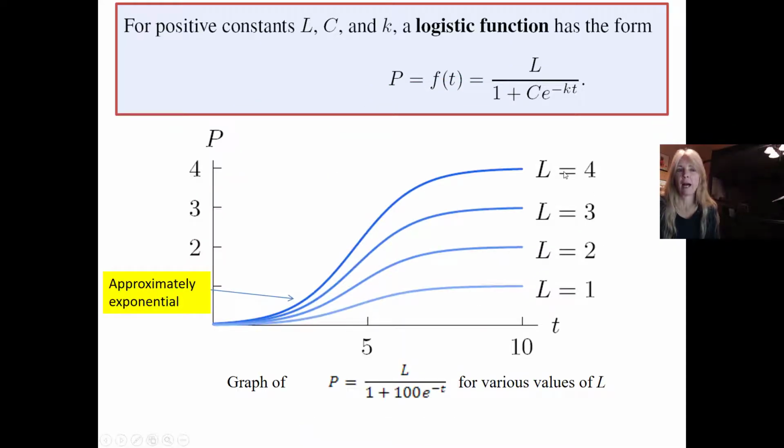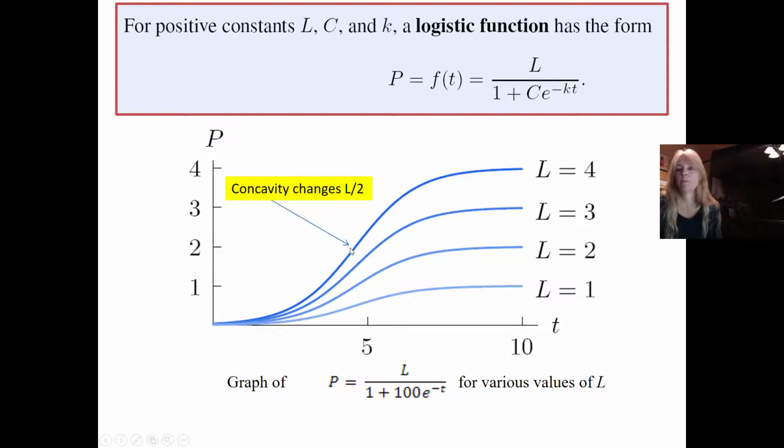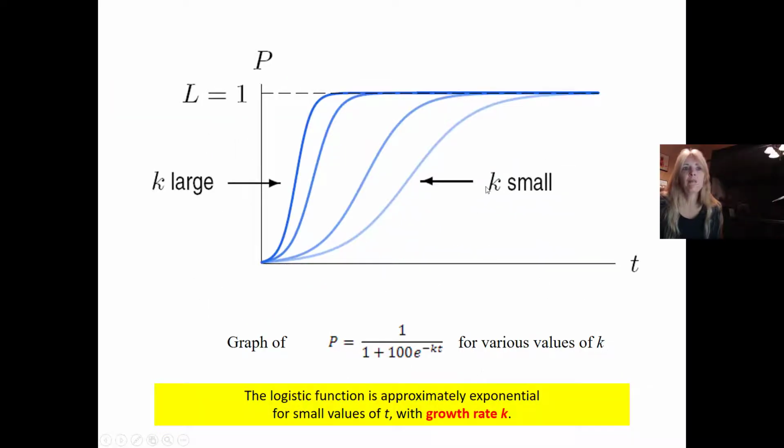We can look at different values of our carrying capacity, and we can see that you're going to reach carrying capacity faster if your carrying capacity is a smaller value. We look at where it's concave up, where our concavity changes at the inflection point, then it turns concave down and hits our carrying capacity. K is our growth rate. If it's small, it takes longer to grow. If it's large, it's growing very quickly, and we would reach our carrying capacity a lot faster.